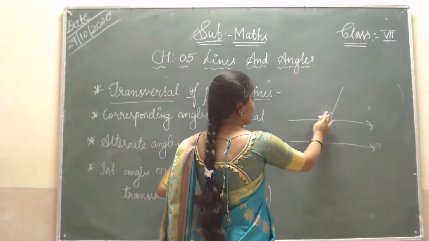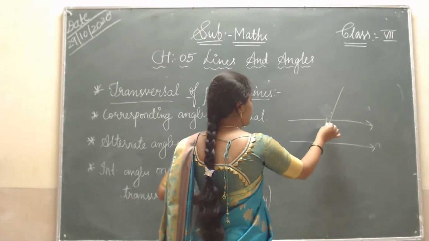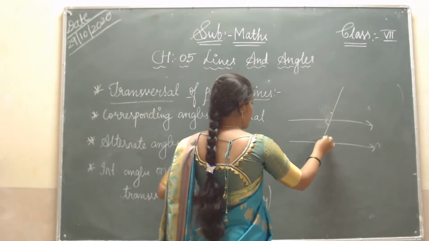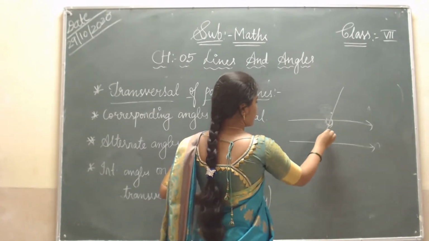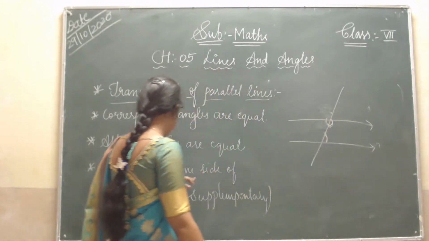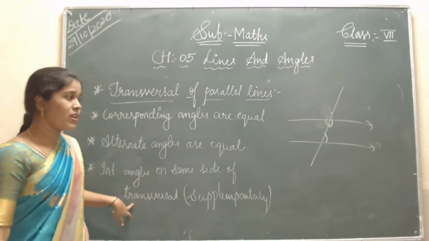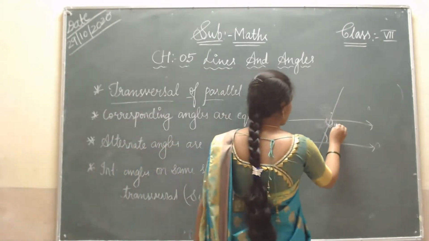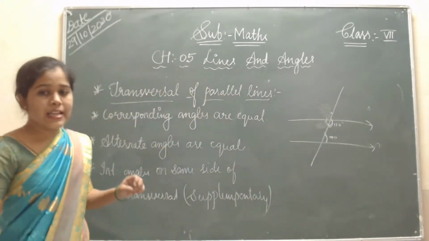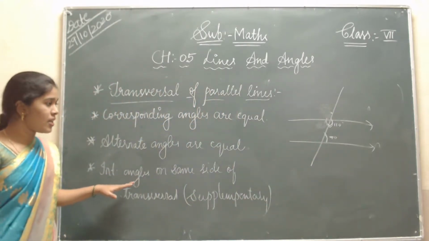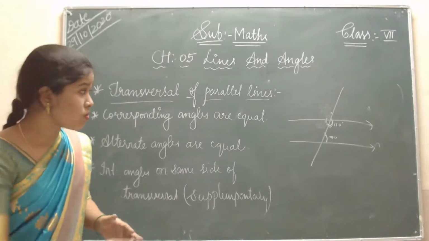Interior means, see here, this is exterior. Don't take this one. Take this one. Interior angles of the same side. See, take these two, same side. Interior angles of the same side of the transversal. If this one is 110, then this one is 70 degrees, because the sum of the two angles is supplementary, meaning 180 degrees. Understood? Hope you understood, students.